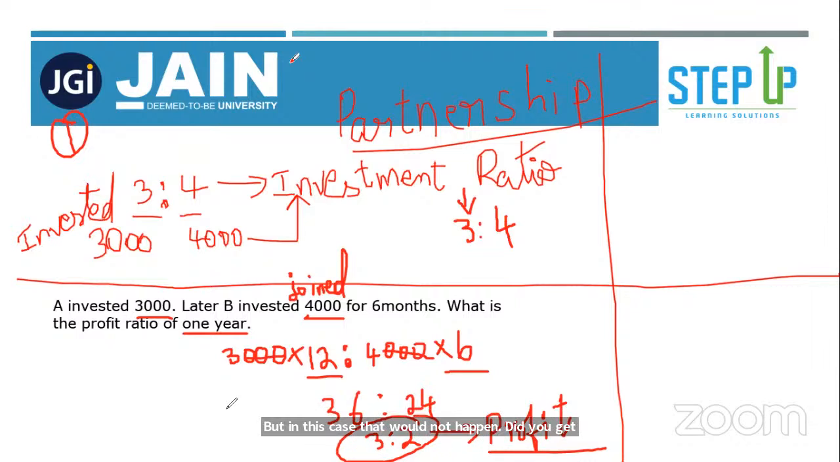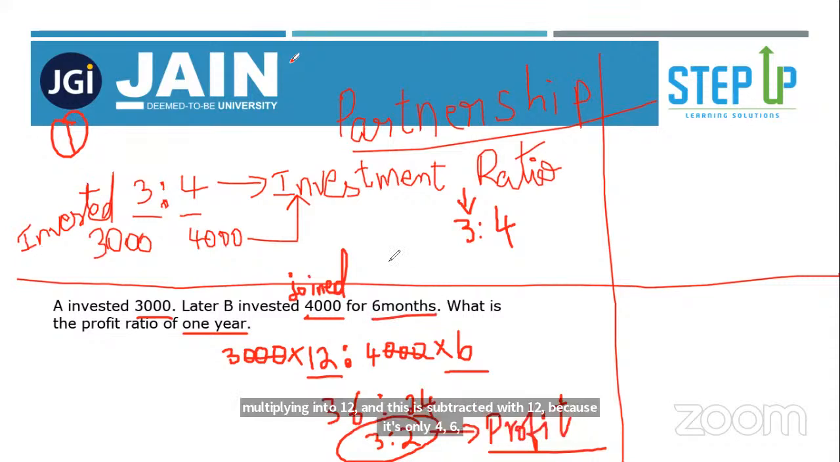Because A invested 3,000, later B invested 4,000 for 6 months. What is the profit share ratio? The second person is investing only for 6 months, and the first person is investing throughout, so he will get more. So what is the profit share ratio for 1 year? I multiply by 12, and the other is multiplied by 6 because it's only for 6 months. Did you get it?